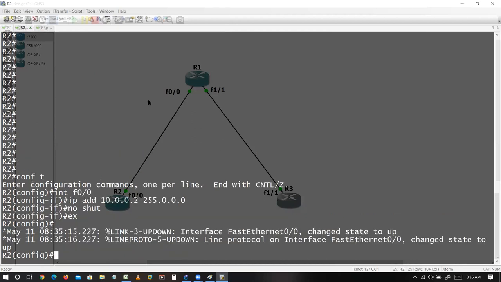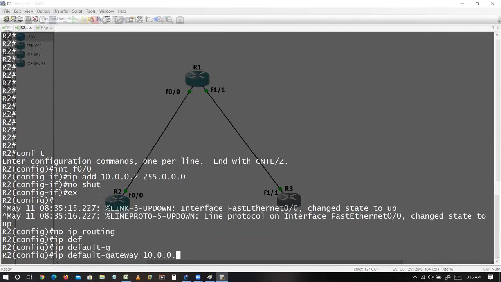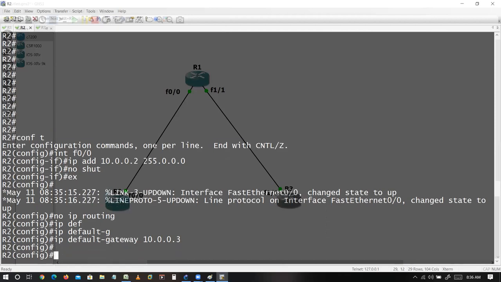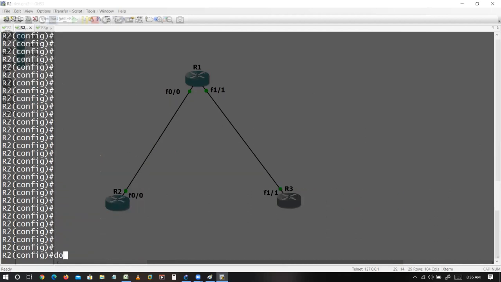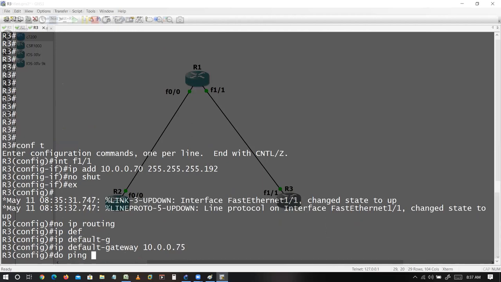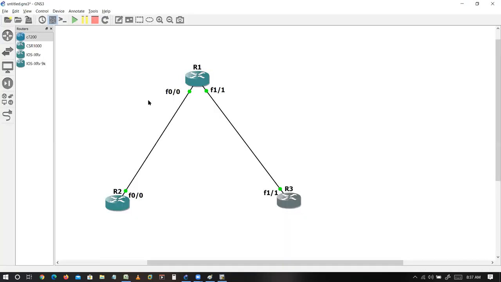You have not configured any routing, right? No, we are just using 2 and 3 as a PC. We are disabling the routing and we are setting a default gateway. Okay. So do ping 10.0.0.3. Let's check if this communication is successful. Do ping 10.0.0.75. That is possible. Perfect.